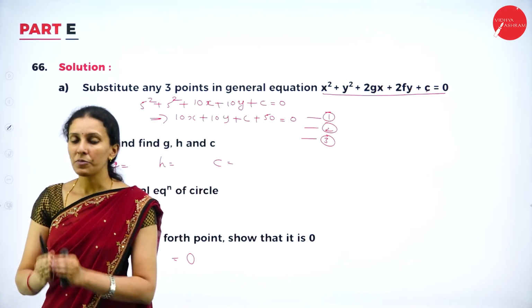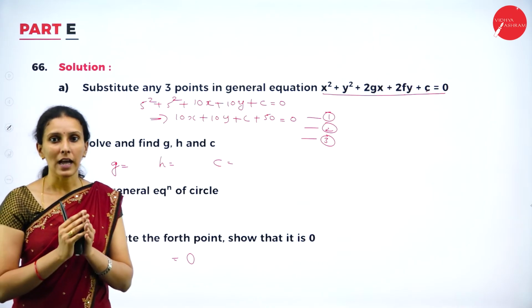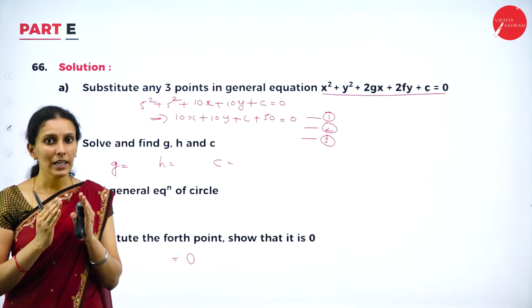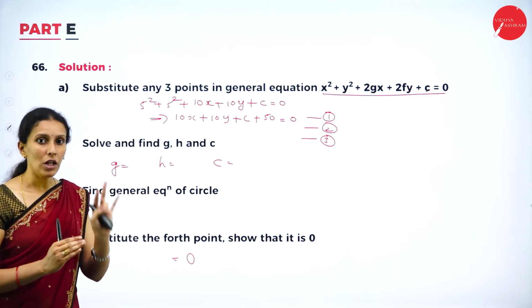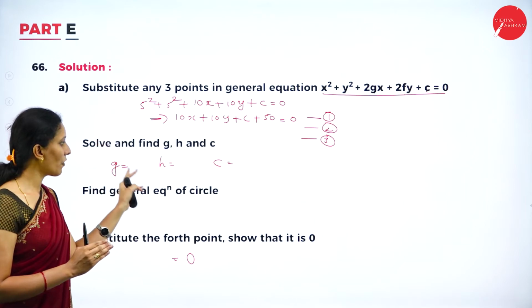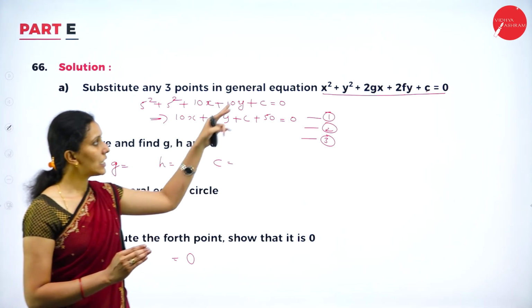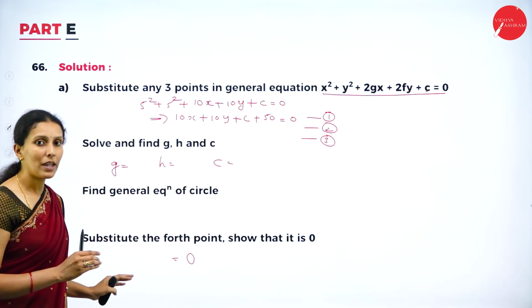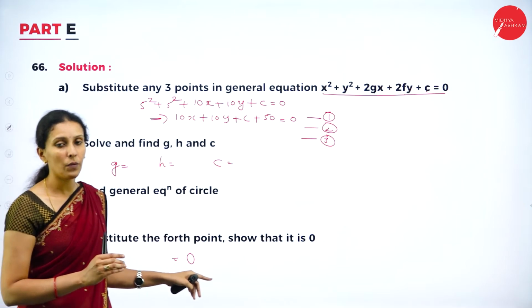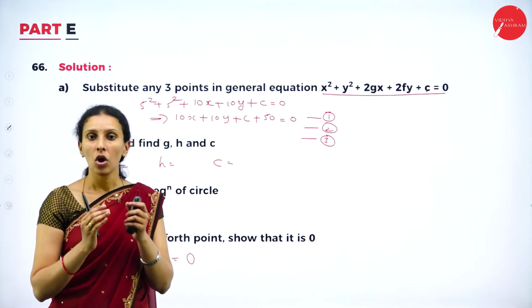The same steps are followed for any 4 points to show that the points are concyclic. Choose any 3 points and make 3 equations. Solve the 3 equations to find the values of g, h, c. Substitute the values of g, h, c in the standard equation. Then again, substitute the remaining point into the standard equation and show that it is equal to 0. That shows the points are concyclic.